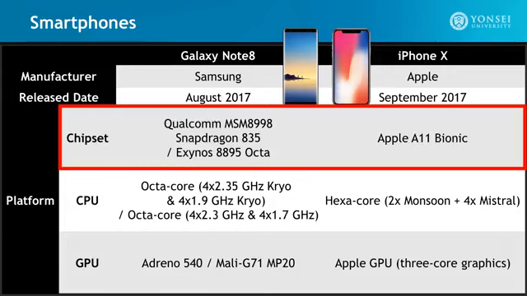For a Samsung Galaxy Note 8, it uses a Qualcomm MSM 8998 Snapdragon 835 chipset. In addition, there's a Samsung Exynos 8895 Octa chipset that could be used as well. For an iPhone X, it uses the Apple A11 Bionic. I know that you're thinking you need to know much more about these modules, and of course in this lecture I will include further details.